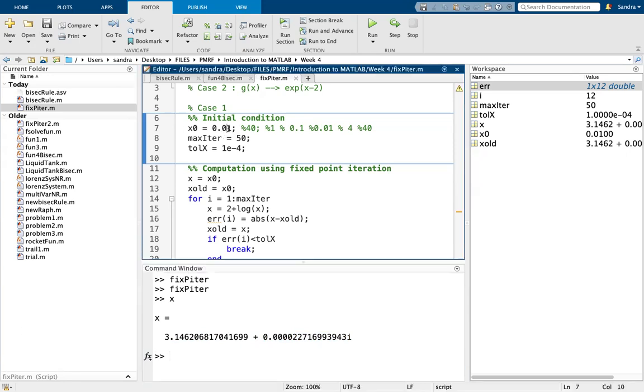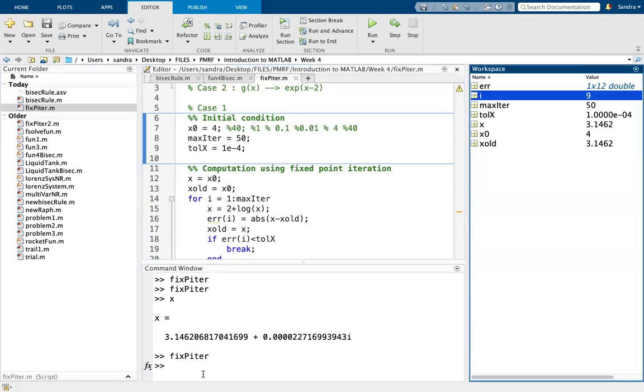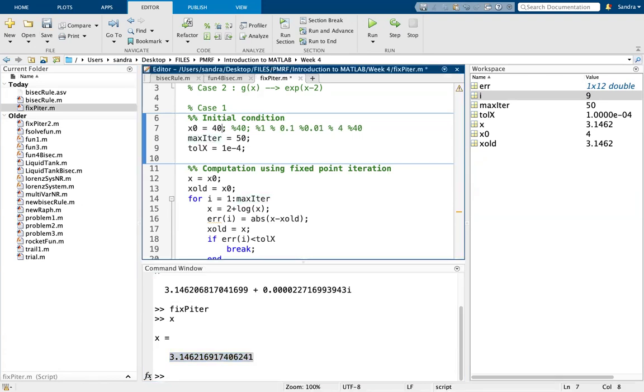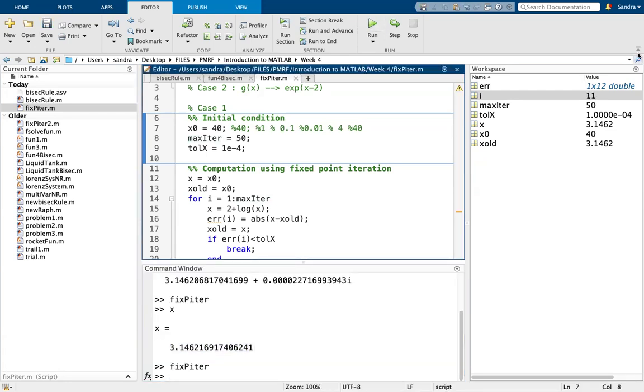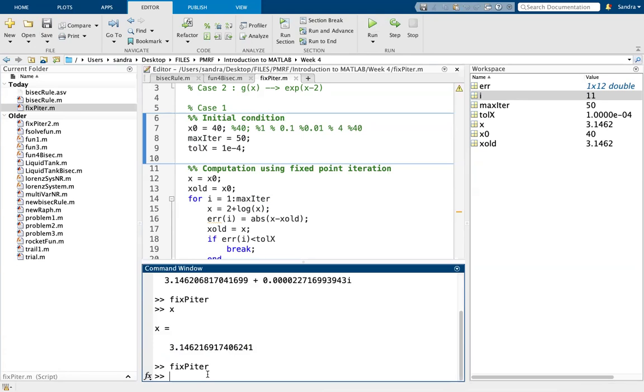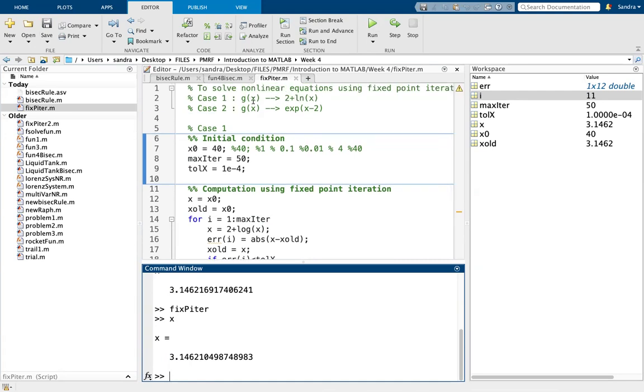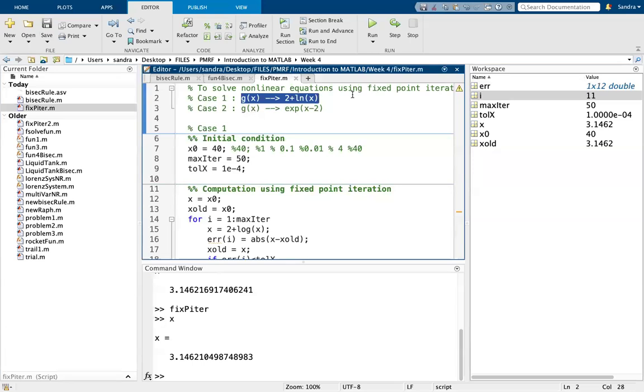So I give a different initial guess, 4. Run the solution again. It only ran 9 times, and my solution is 3.1462. Again, I got the second root. Now changing the initial guess to a higher value, like 40, the loop ran 11 times and my x value is again 3.1462. So when g of x is 2 plus ln x, whatever initial guess I gave, I always landed on the second solution.